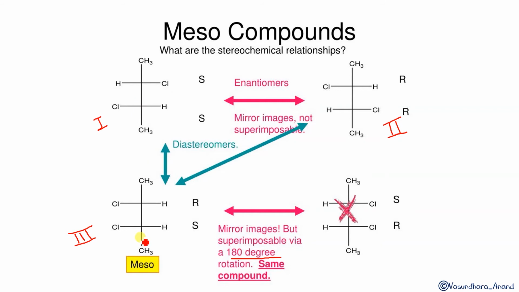Got it? Clear? Okay, just compare this third structure with the second structure. In this case also you can see that the lower part is not superimposable, but the upper half is superimposable, isn't it?